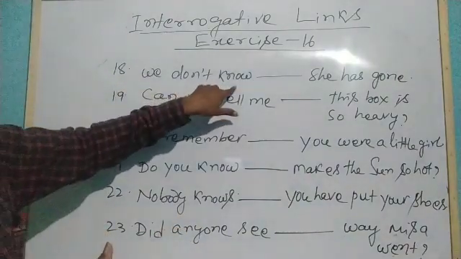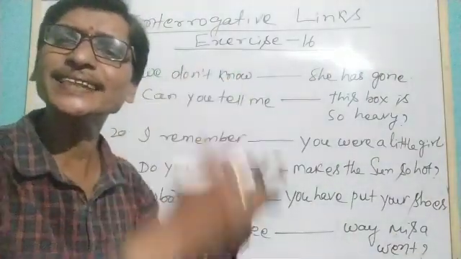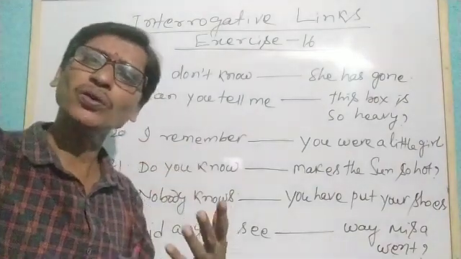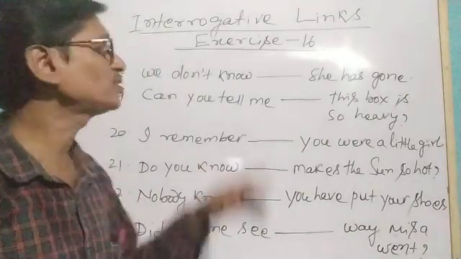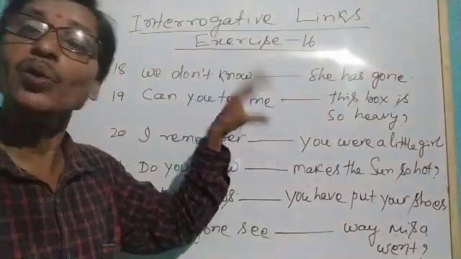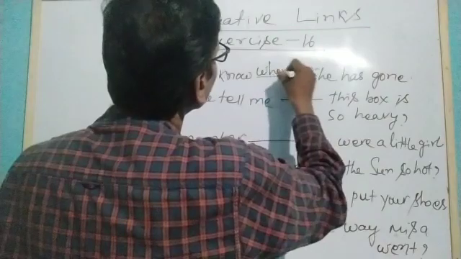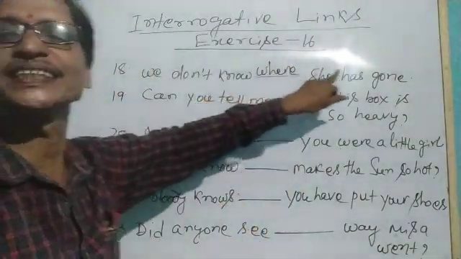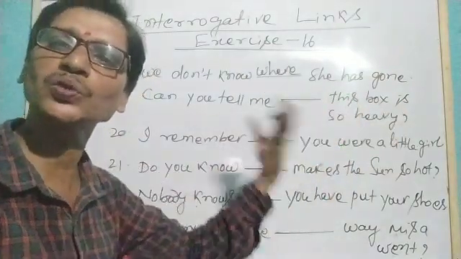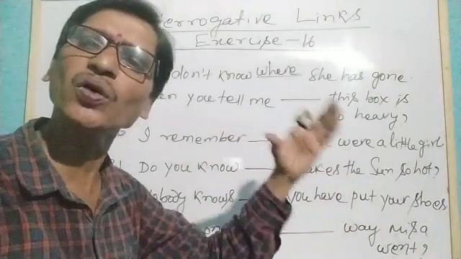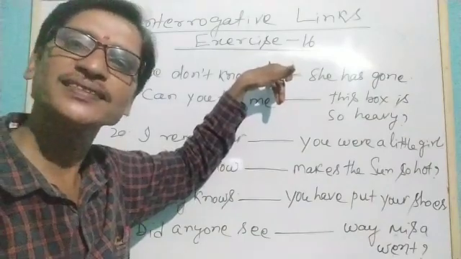We don't know dash she has gone. When we go somewhere, we are talking about the place or the location. So we can use here a word to talk about the place. Therefore, we can use where. We don't know where she has gone. Whether she has gone to the market or to his village or to the school or to somewhere else. To know the location, we can use where to talk about place.